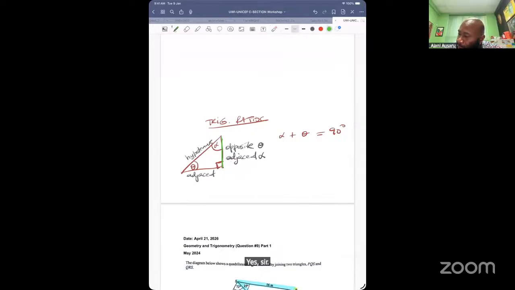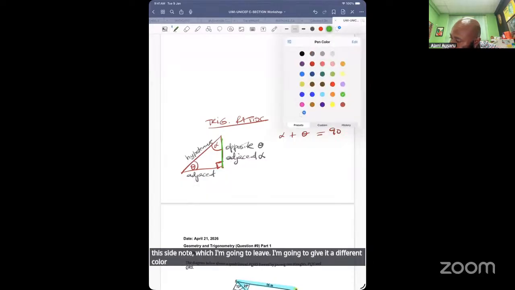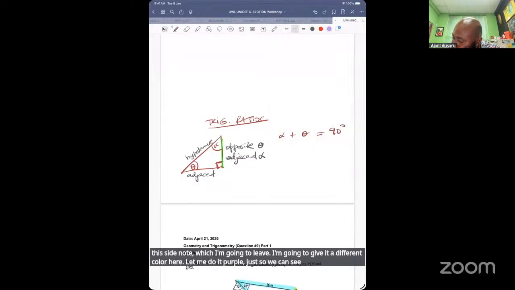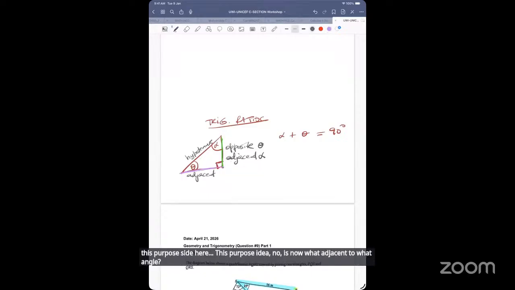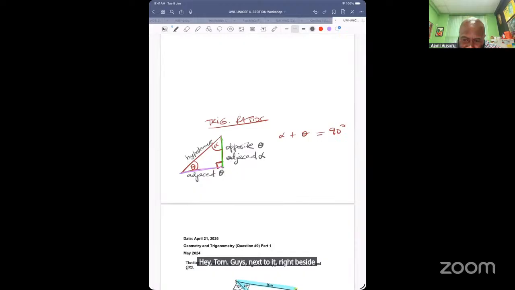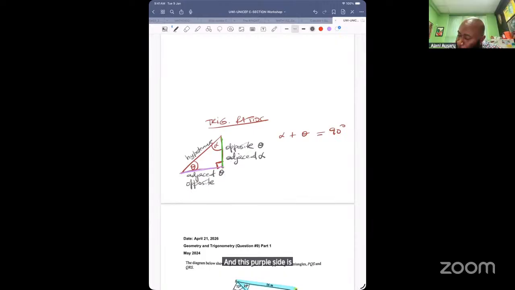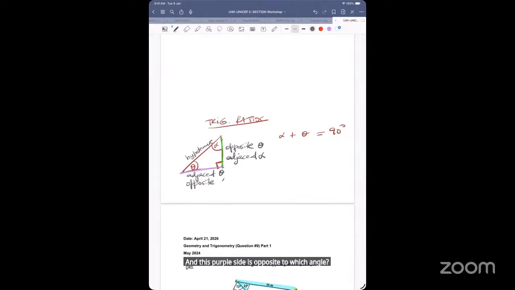All right, so let's go back now. This side here, which I'm going to give a different color, let me do it purple so we can see a little better. This purple side is now adjacent to what angle? Adjacent to theta, because it's right beside it, correct? And this purple side is opposite to which angle? To alpha. Beautiful. So it's across from alpha.